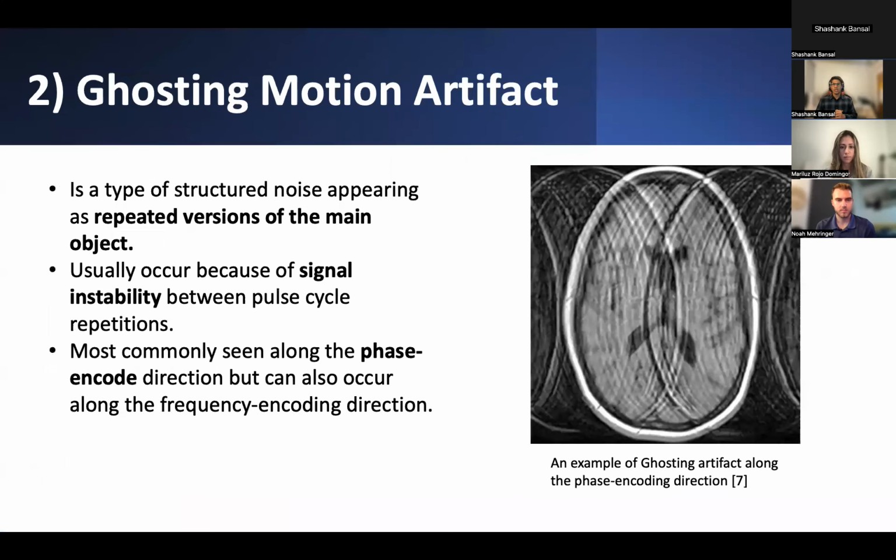The next artifact that we simulated was the ghosting motion artifact, which is a type of structured noise that appears as repeated versions of the main object. Usually this occurs because of signal instability, where the K-space is not acquired in a regular pattern between the pulse cycle repetitions. It's most commonly seen along the phase encoding direction, but can also occur in the frequency encoding direction. The image is an example of ghosting artifact along the phase encoding direction.